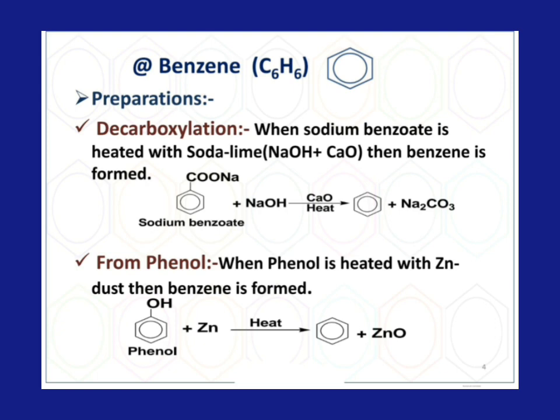First method. We also get benzene from phenol. When phenol is heated with zinc dust, benzene is formed. Here you know the molecular structure of phenol, with OH attached. On addition of zinc in the presence of heat, we get benzene along with zinc oxide as the leaving group.